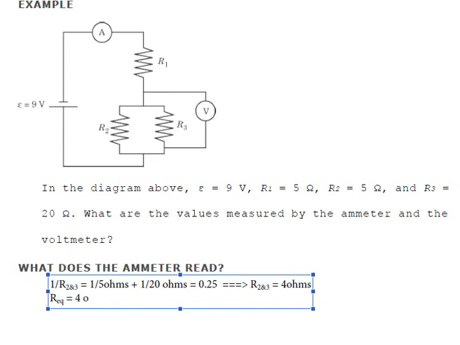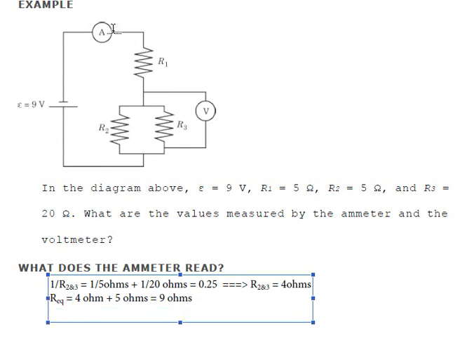4 ohms from what we did here plus 5 ohms, that's our value for resistor 1. So 9 ohms is our equivalent resistance. So this ammeter, it's in the main branch. That means we figure out the overall current, and that's going to be the value. So I total is equal to 9 volts divided by 9 ohms, just 1 amp.